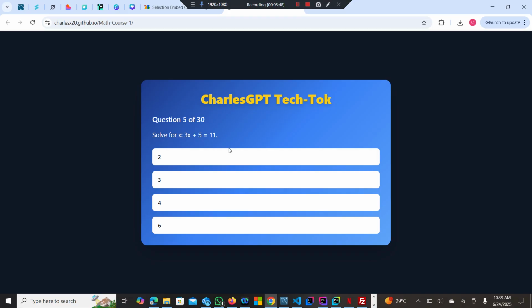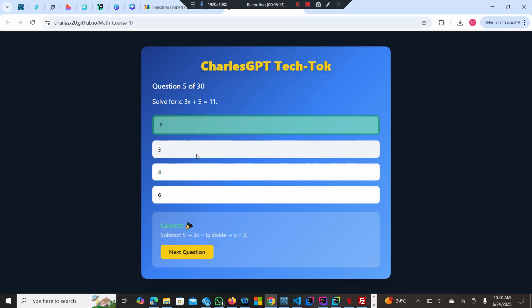So 3x plus 5 equals 11. I can just figure out the answer on my own, but I will need a very detailed solution. So 5 would go to this side, it would be minus 5. 11 minus 5 would be 6, then 6 divided by 3 would be 2. I think 2 is the answer. Yeah, so it gives you a solution to the problem: subtract 5, 3x equals 6, then divide, x equals 2.